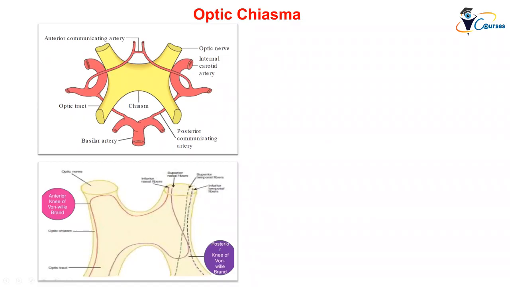Basically, the temporal fibers passing in the optic nerve will pass uncrossed into the ipsilateral optic tract, while the nasal fibers in the optic nerve decussate to the other side and then descend into the contralateral optic tract. So the optic tract contains two kinds of fibers from both eyes: the ipsilateral temporal fibers and the contralateral nasal fibers.